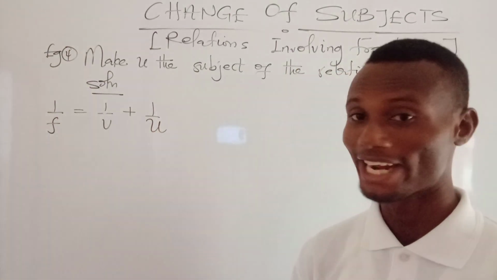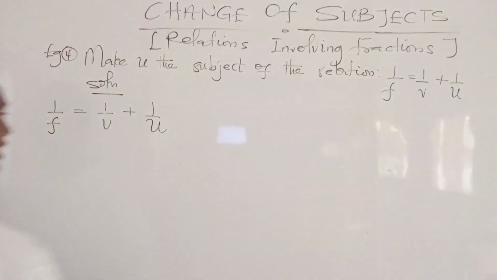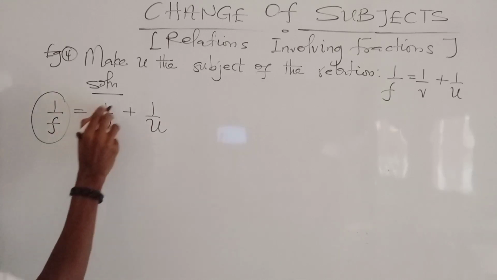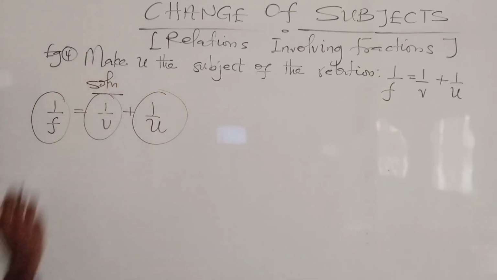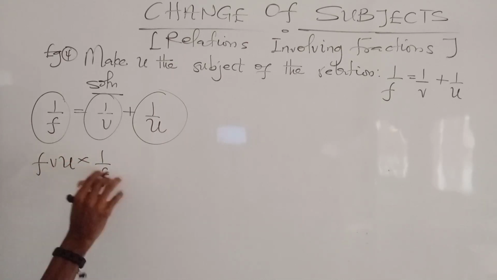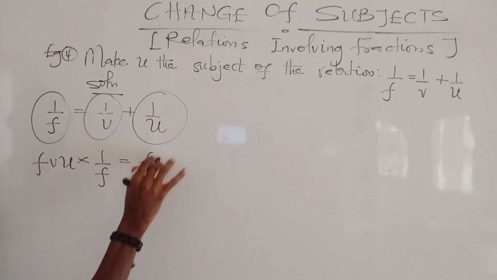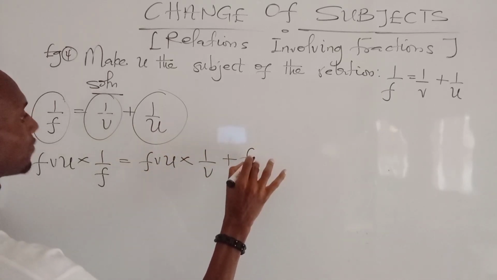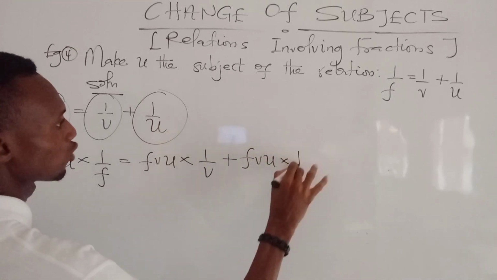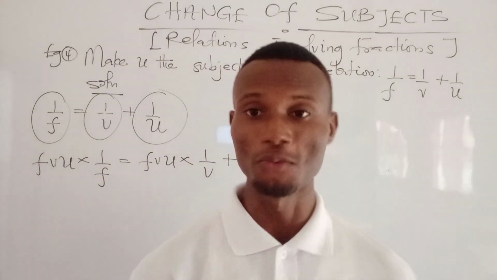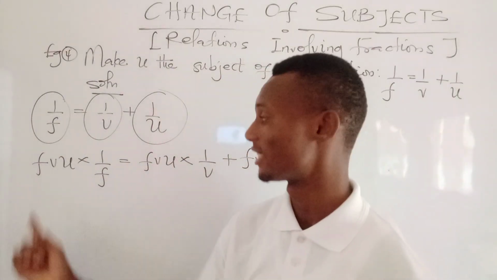Let's go ahead and multiply through by the LCM, which is FVU. I'm going to multiply this one by the LCM, this also by the LCM, and this also by the LCM. So it's going to be FVU times 1 over F, equals FVU times 1 over V, plus FVU times 1 over U. I hope you agree with me up to this point. We just multiply through by the LCM, which is FVU.